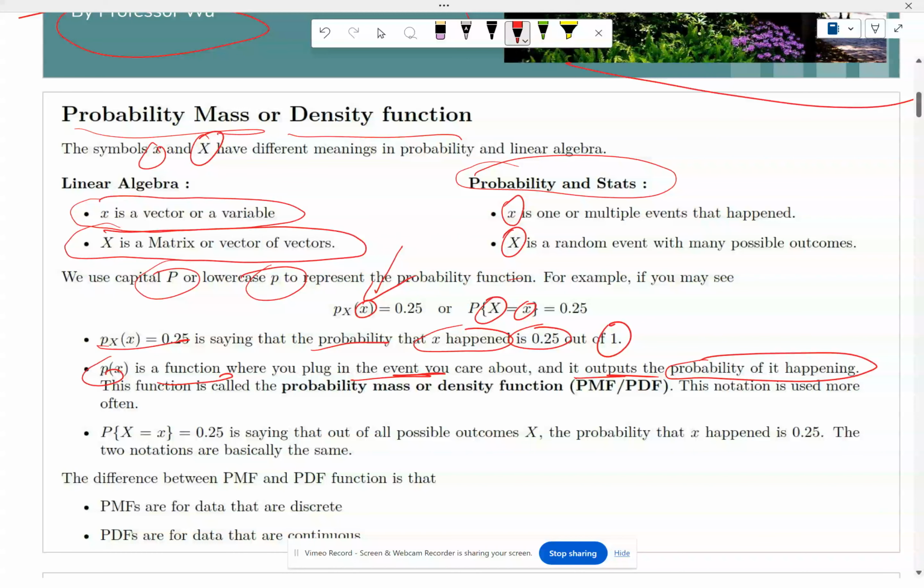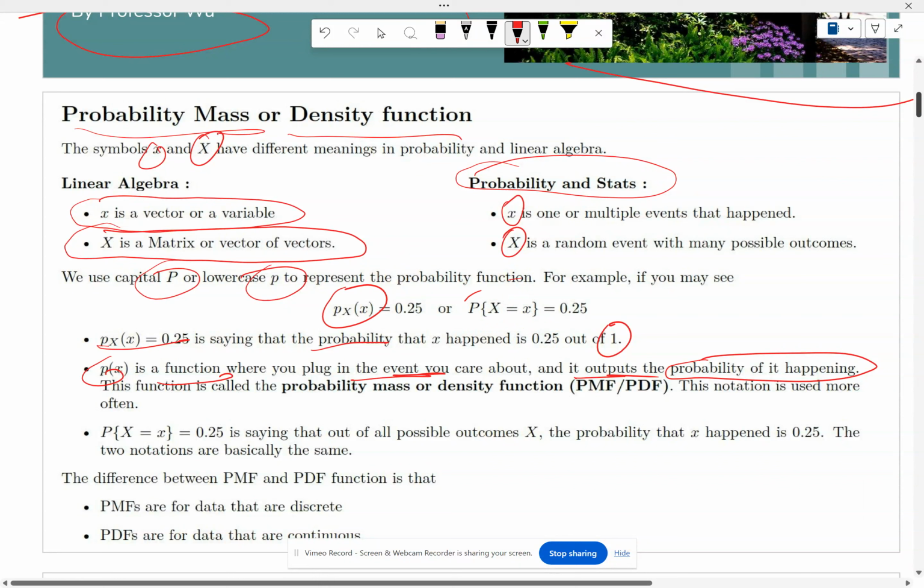All right, these functions, P of x, are called PMF, probability mass function, or PDF, probability density function. So probability mass, probability density. This notation is used more often. We tend to just write PMF and PDF. And normally, you will see this notation and not that notation.